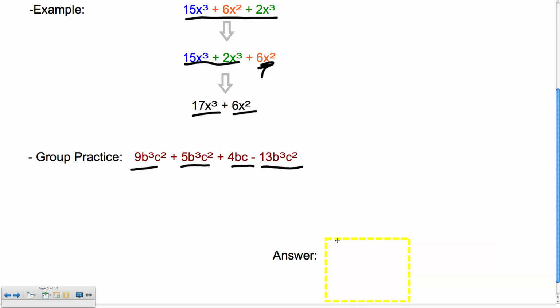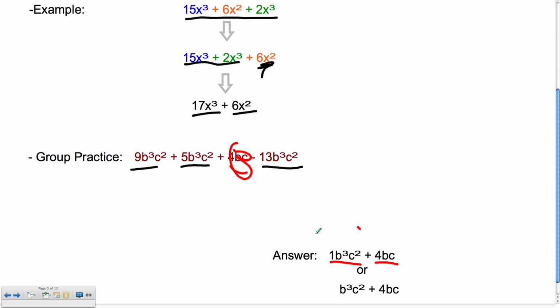All right, ladies and gentlemen, hopefully you have this answer here. You're back with me. We're going to get 1b to the third, c to the second. This is our first term here, and then 4 times b times c. This little guy here has no like terms, so he's all alone. Let me see if I can write that a little clearer. There's nothing over here that's just a regular b with a c.